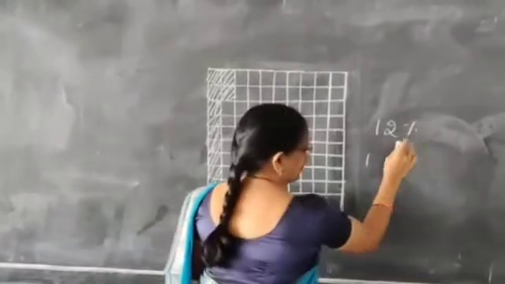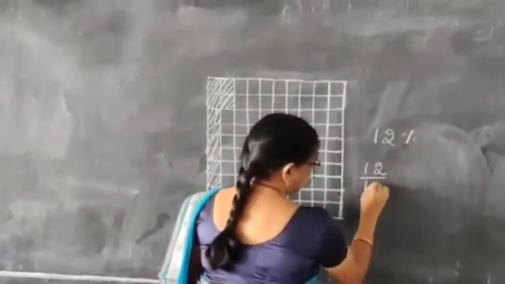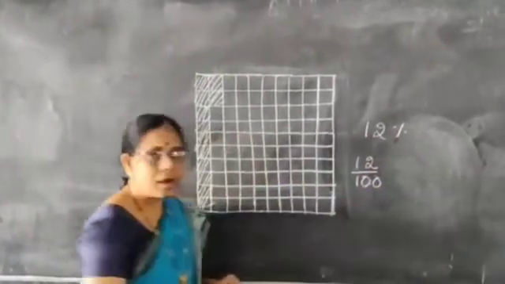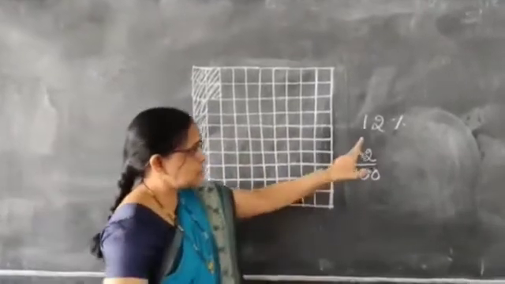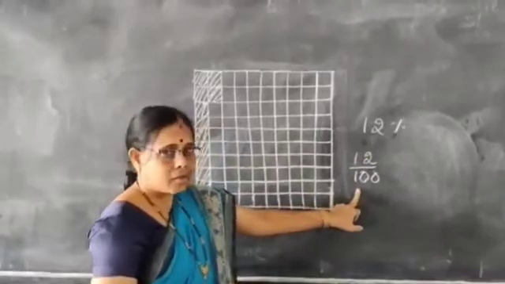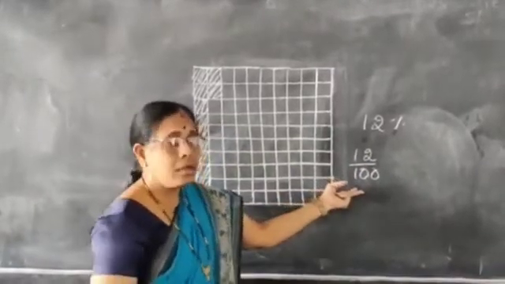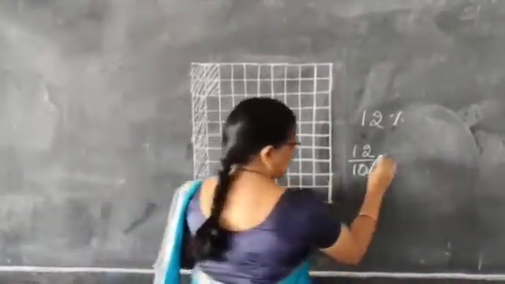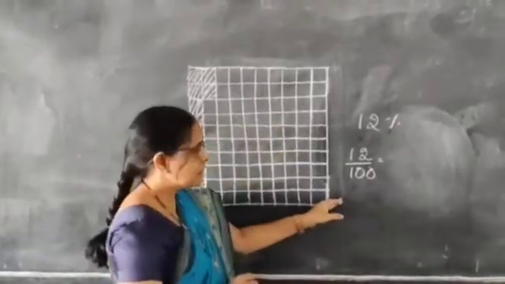So how will we write this, children? Percent means you have to divide by 100. We remove the percent symbol and write 12 by 100. So this is the percentage form, and we wrote it in fraction form. This we can represent in decimal form also. See how we write it in decimal form, children.